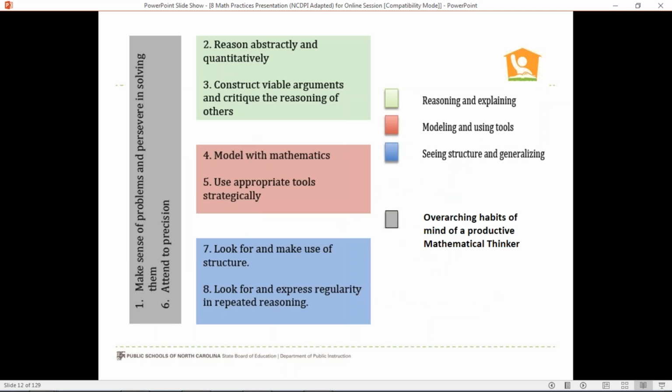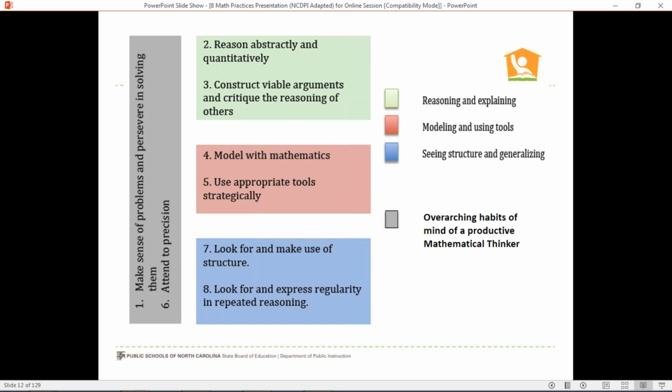The structure, which I asked you to think about a couple minutes ago in terms of are there more or less important, do some of these come in order? They're certainly numbered, but that doesn't necessarily mean that one is more important than 8 or should come first. I like this layout, and NCDPI put this together with the work of the text that was shared there at the beginning, and I like that when you look at this organization, you see that the first and the 6th math practice, so making sense of problems and persevering and attending to precision, cross the other 6 standards, right?